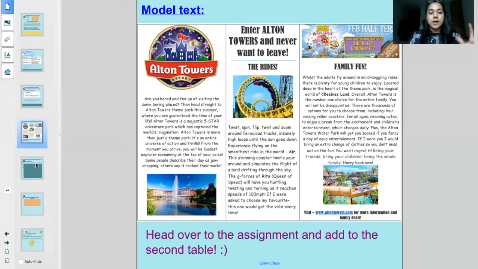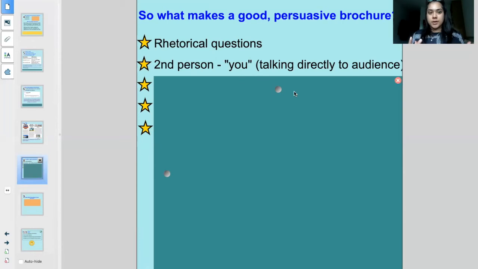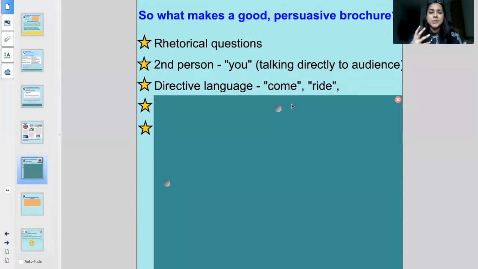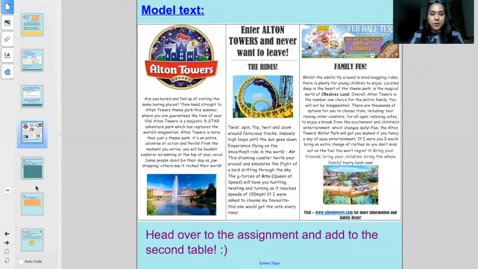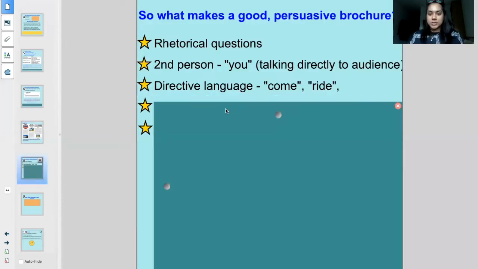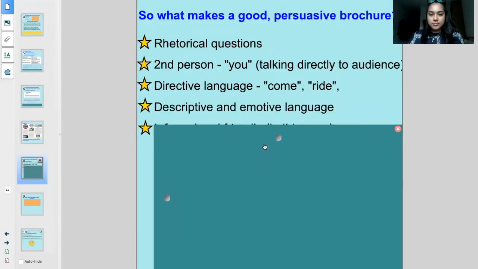Okay, so using that direct use of you to address the audience. This idea of directive language, so using verbs, bossy verbs, in fact. So, for example, experience flying on the smoothest ride in the world. So, experience, it's as if the person who wrote this is telling you to do it. Okay, so this directive language. So, for example, come, ride.